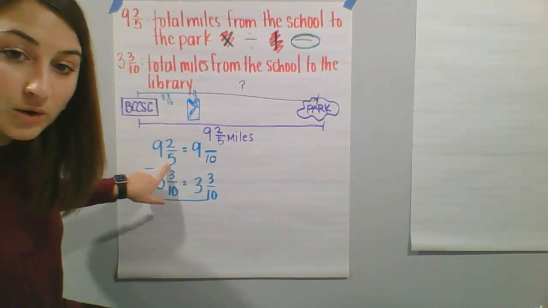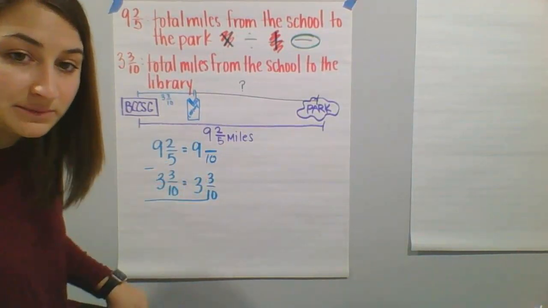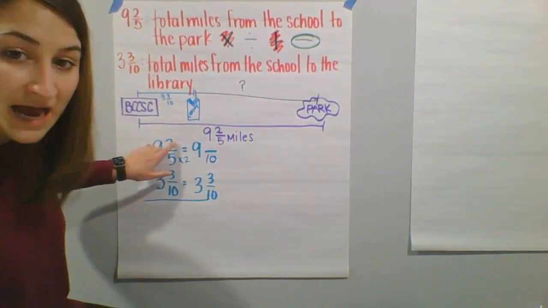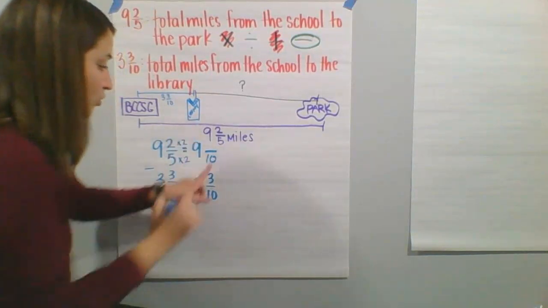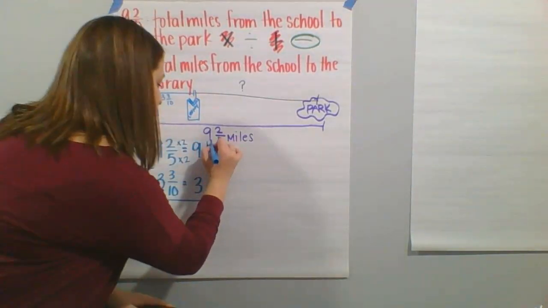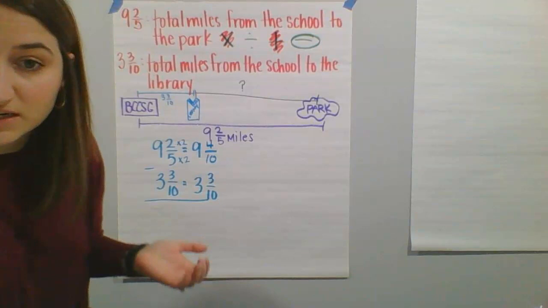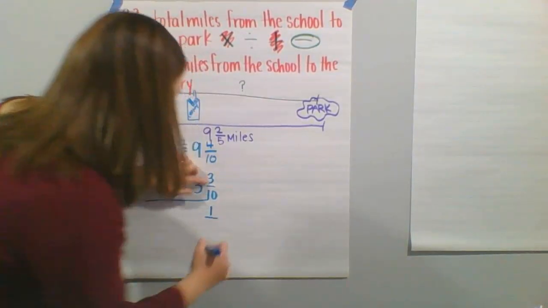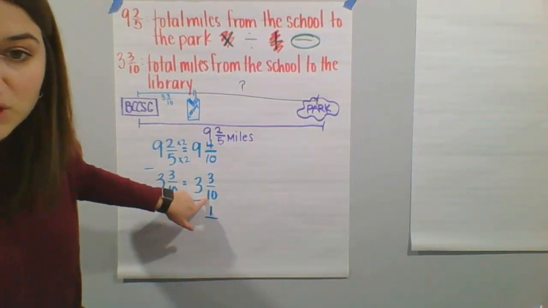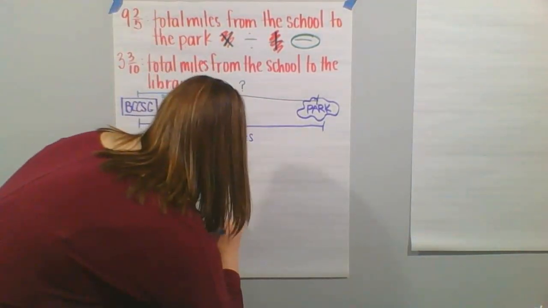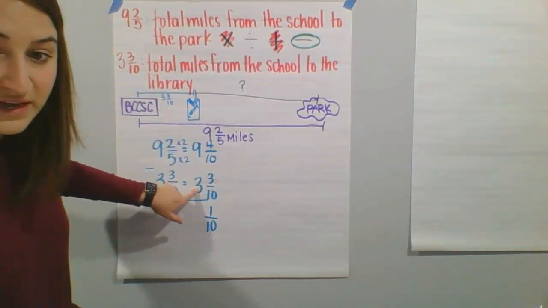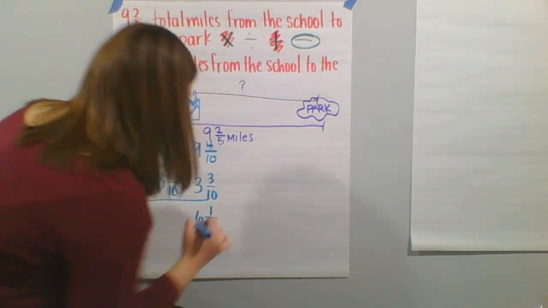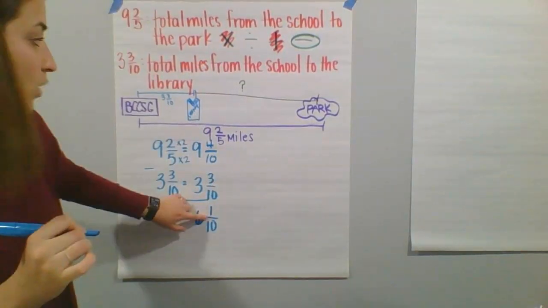We ask ourselves, how do we get from 5 to 10? What do we multiply by? 5 times 2 gives me 10. So 2 times 2 would give me 4. And now I just subtract like normal. 4 minus 3 gives me 1. My denominator is going to stay the same. Do not subtract your denominator. And then 9 minus 3. So 9, 8, 7, 6. So my answer is 6 and 1/10.